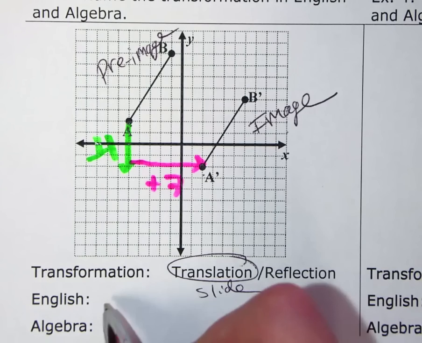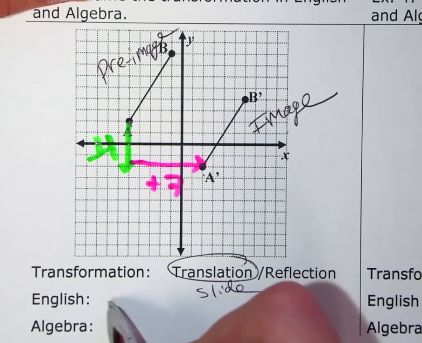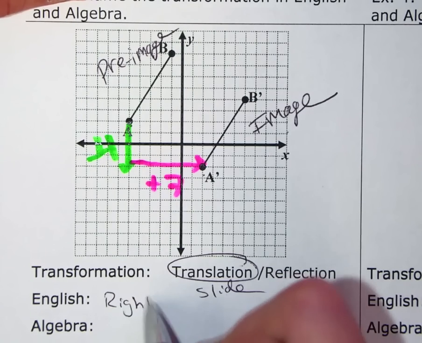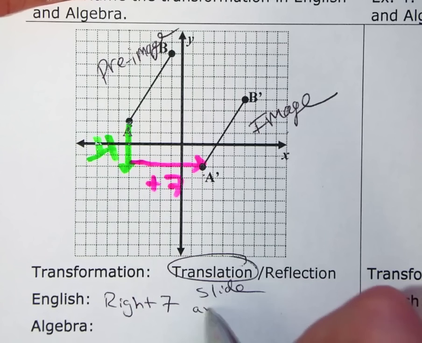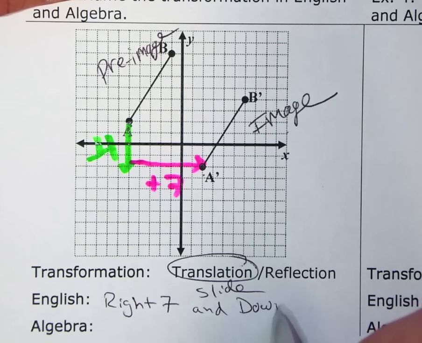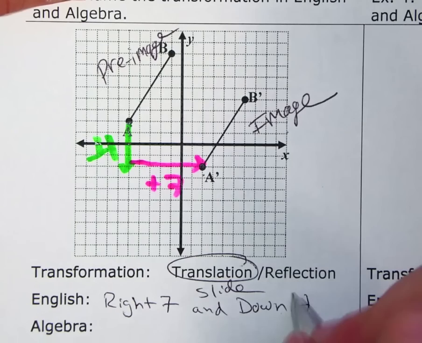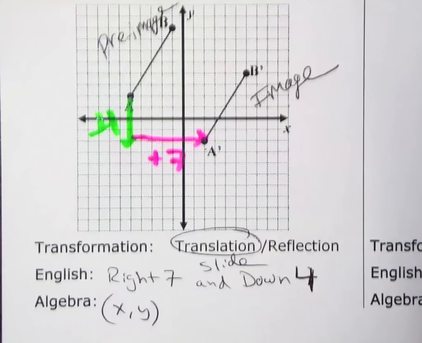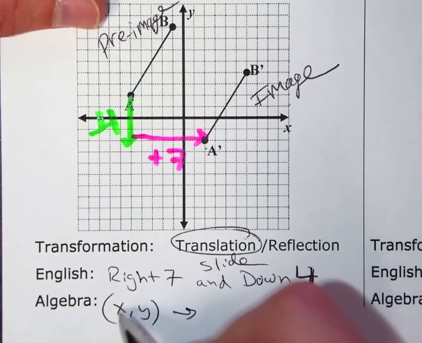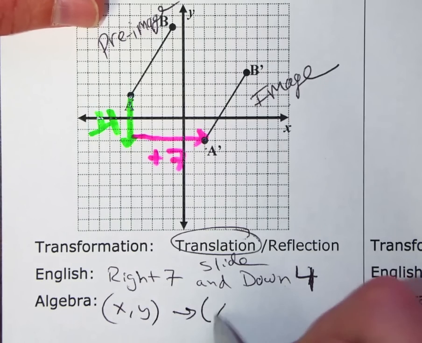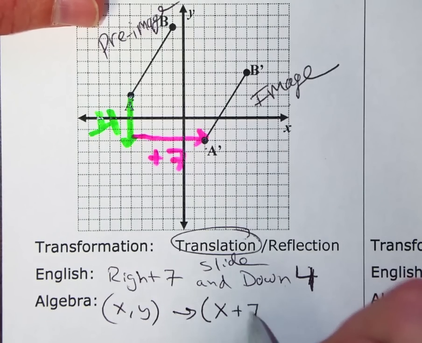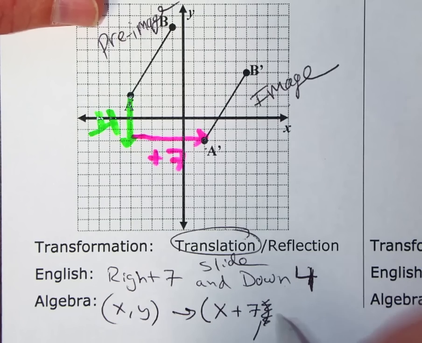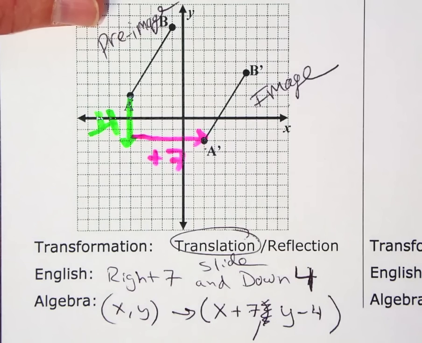And the English I would describe it as, let's go ahead and go right 7 and down 4. Why did I put right first? Because for algebra, we would say, take your x, which is your left to right position, and let's go ahead and add 7 to it. That moves it to the right. While taking y and taking away 4 to drop it down.